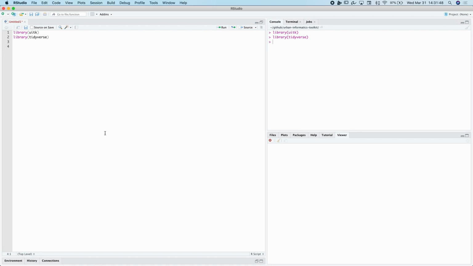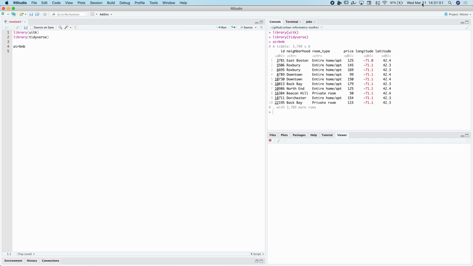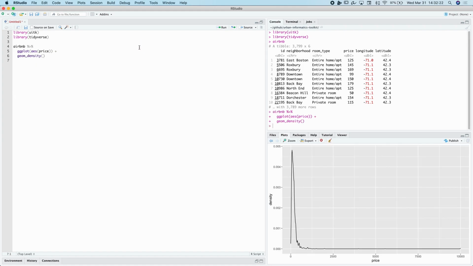All right, so we're going to be working with this data set called Airbnb. It contains Airbnb listings in Boston. It has the price, which is most notable, as well as the latitude, longitude, room type, neighborhood, and listing ID. So the first thing we want to do here is just try to look at the distribution of price. To start there, we're going to utilize ggplot, and we're going to look at the distribution of price, using geom_density to get an idea of the density.